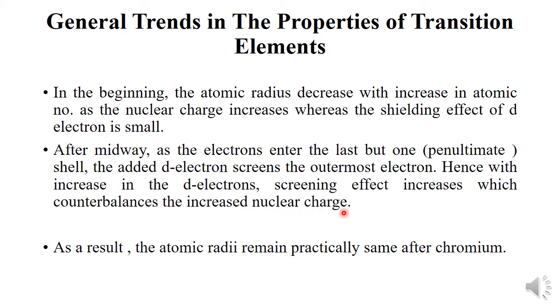That is, as we go after midway, the number of d electrons goes on increasing. No doubt their shielding effect, or you can say screening effect, is poor, but due to the increase in the number of d electrons the screening effect increases, which counterbalances the increased nuclear charge. Due to this, the atomic radii remain practically the same after chromium.